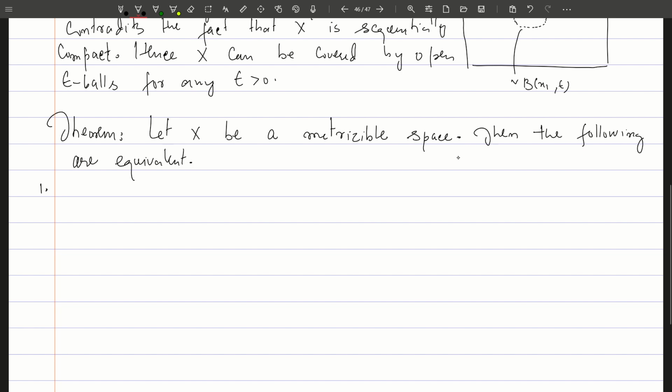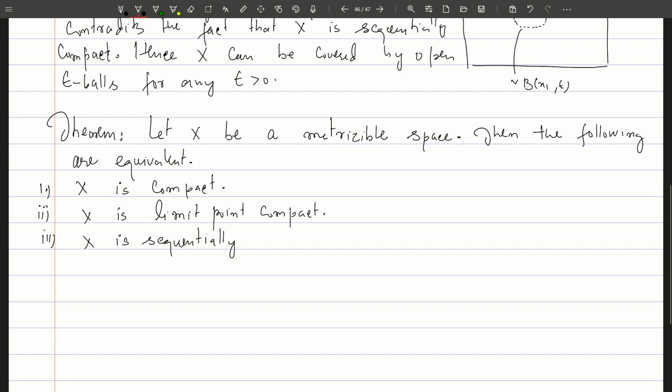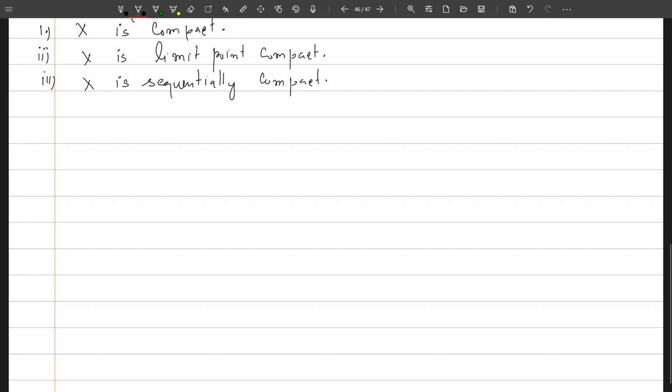The first item is X is compact. The second item is X is limit point compact. And finally, X is sequentially compact. Let us prove this result.